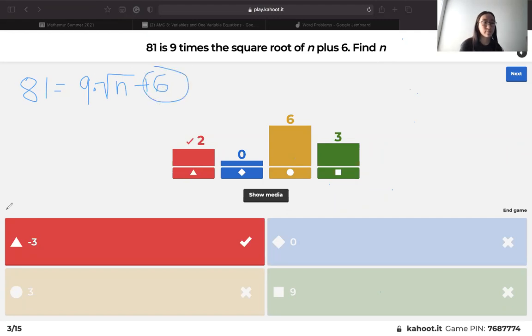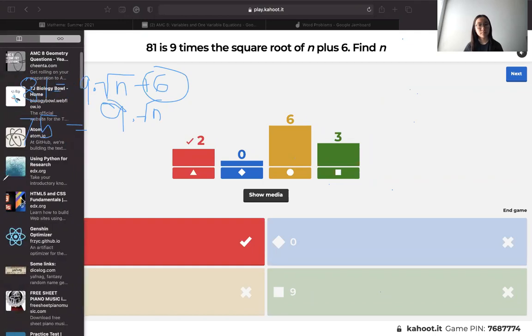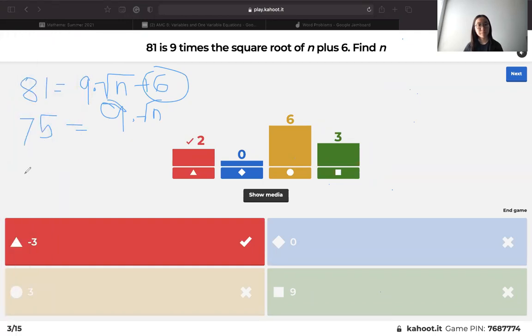So then we would get 75, not 5, is equal to 9 times the square root of n. Then we divide both sides by 9. And then 75 over 9 is equal to the square root of n. Oh, that is supposed to be an n. So then you square both sides, and then you would get your answer.